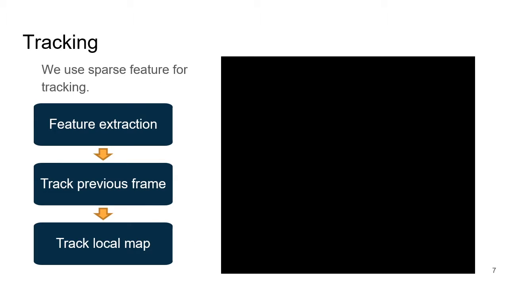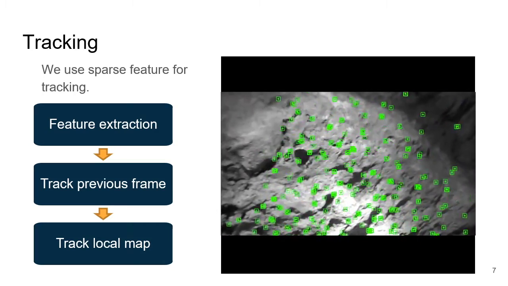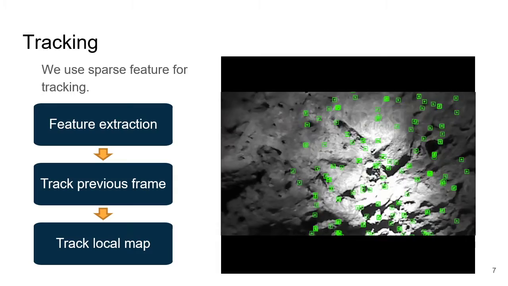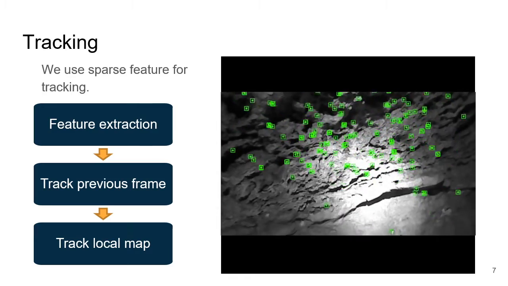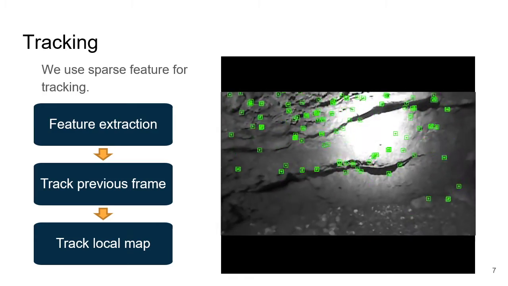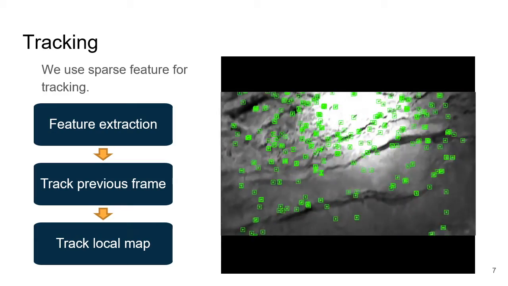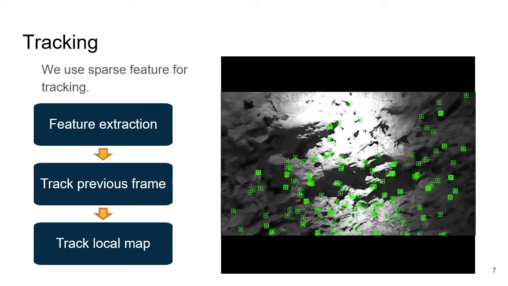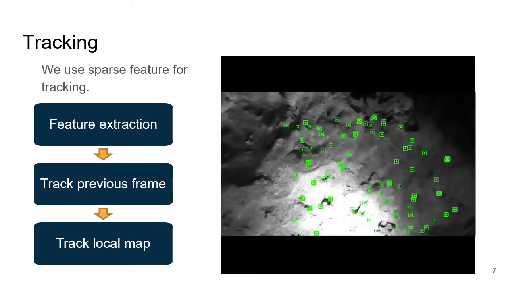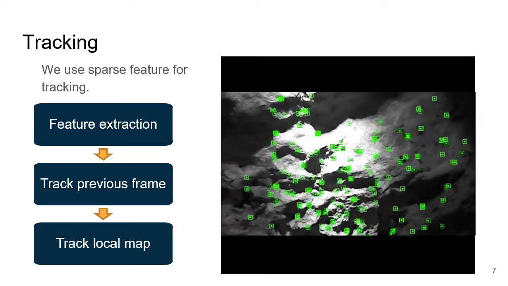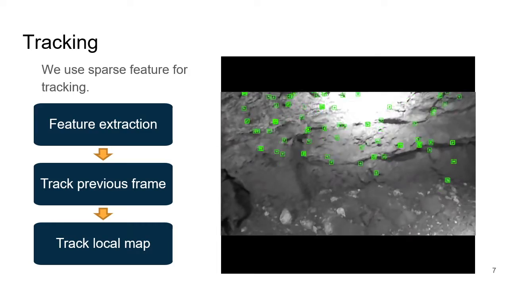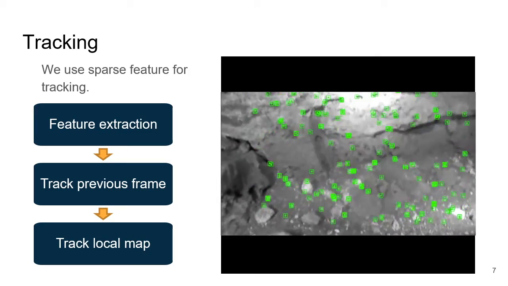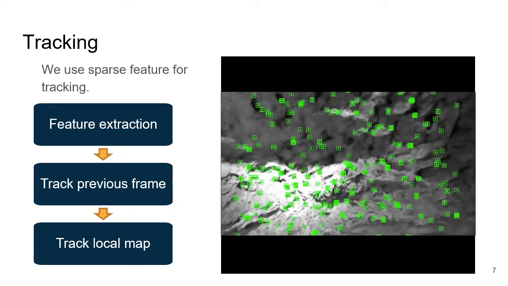Tracking module of our proposed framework. We tested the tracking modules of different SLAM systems, and we found the sparse feature-based tracking is very robust inside our dynamic lighting condition and inside the cave environment. It consists of feature tracking in the first stage, and then it tracks the current frame with the previous frame, and then you track the local map to fine tune its pose estimates.